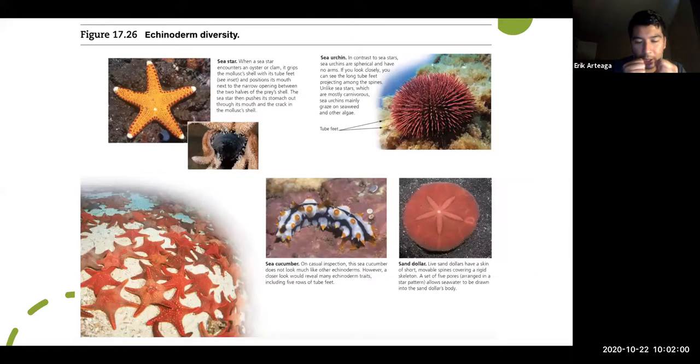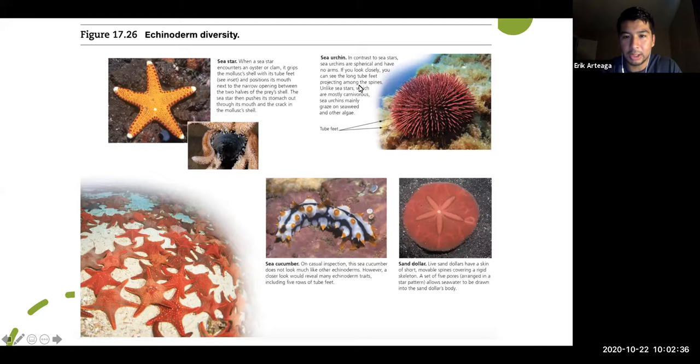So it'll slowly open that clamshell, and then it will dump its guts and digestive enzymes into that clam, and then it will be able to absorb the clam being digested. So it's quite a nasty predator if you think about it. Imagine being able to dump your guts into a clam and digesting it from the outside in. So again, the sea star will crack open the mollusk shell and dump its guts into that shell. Very interesting.